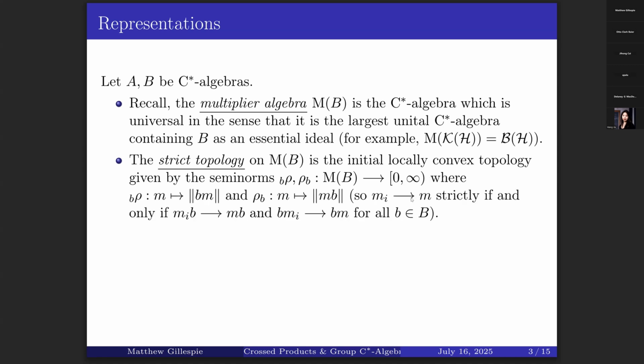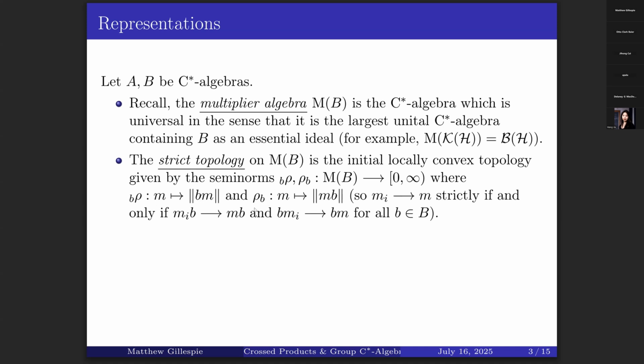So what they do is, with b on the left of rho, it takes a multiplier and sends it to the norm of b times m. So I'm multiplying by b on the left, and that's what this little b here on the left is to indicate. And then rho sub b does the exact same thing, except I'm multiplying by b on the right.